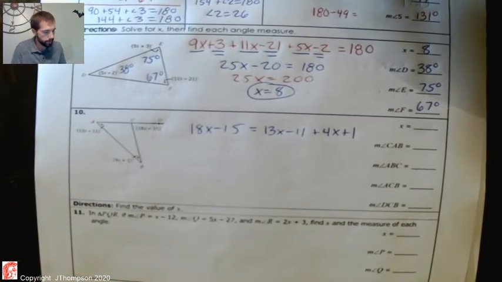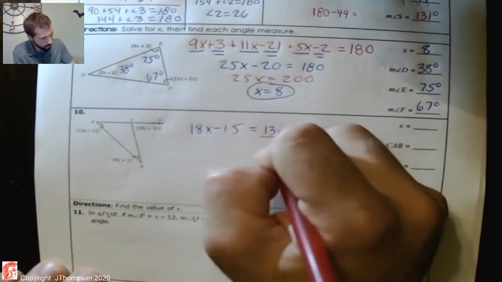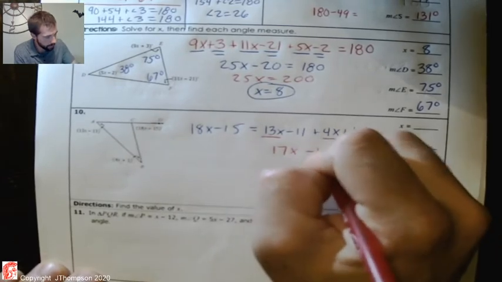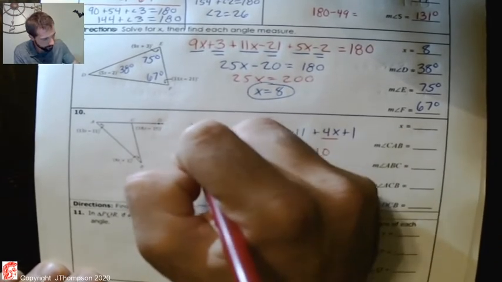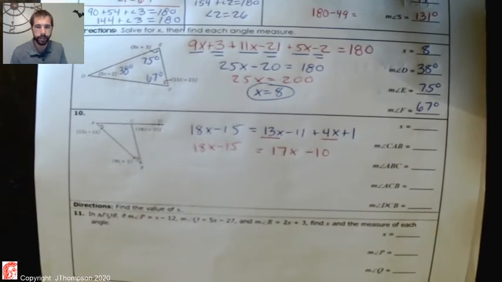Okay, so we're going to combine like terms. So 13x and 4x, that becomes 17x. And then negative 11 plus 1, that becomes negative 10. Okay, so there's our equation after we combine like terms.